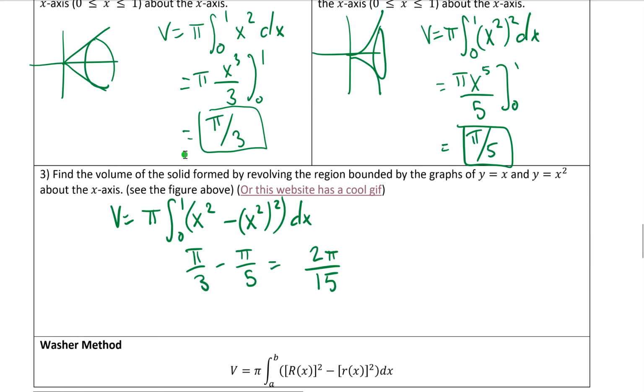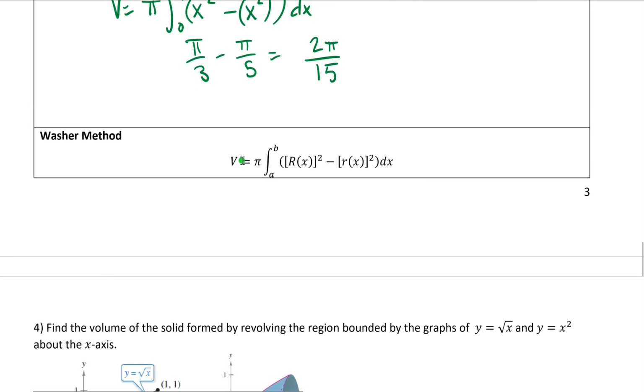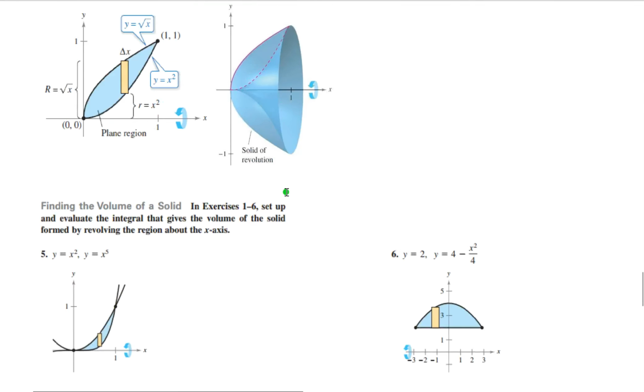So that is the washer method. And here's the actual formula for it. It's just what we already know. You just take the volume of the big one, and subtract out the volume of the little one, and that's how you get it. You could do this as two separate integrals if you really wanted, but it's easier if you just do it as one, and remember that this integral represents the width.